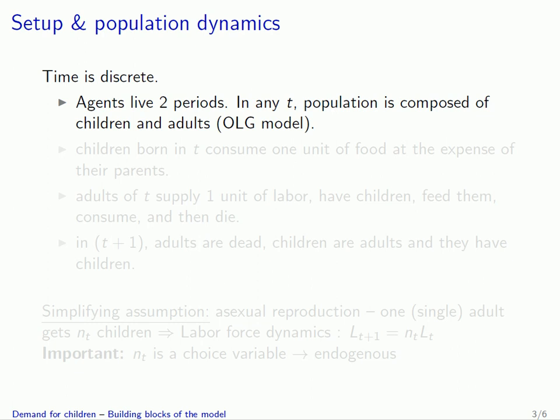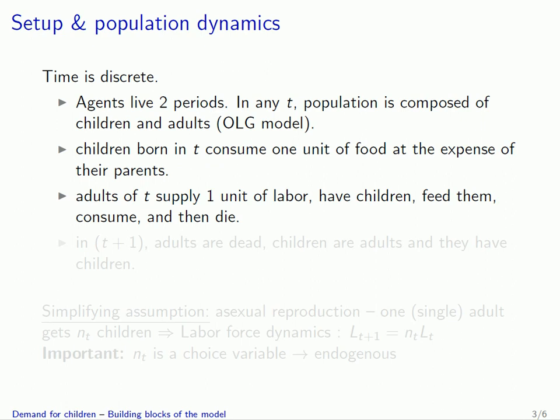So here we have an overlapping generation model, meaning that at every period, at any point in time, we have two categories of agents, that we will call the children and the adults, and these two generations keep replacing one another. The children generation, which is born in period T, basically does nothing except consuming 1 unit of food at the expense of their parents, the adults.